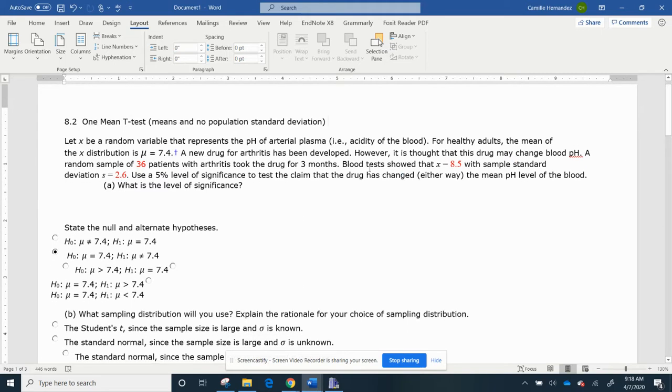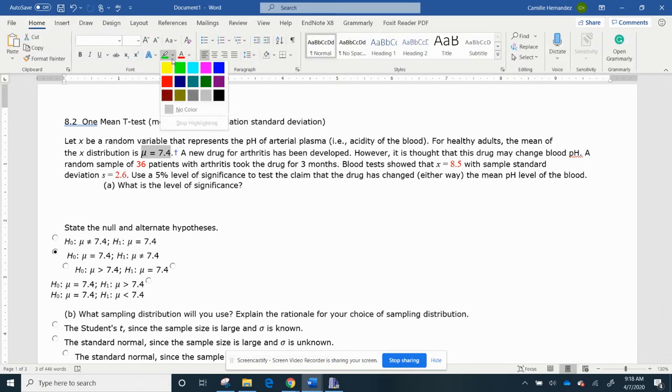Let x be a random variable that represents the pH of our arterial plasma, which is acid in the blood. For healthy adults, the mean of this distribution is 7.4. Okay, again, I'm going to highlight it like I did in my last video. If you didn't watch the last video, I might, because I give you some tricks.